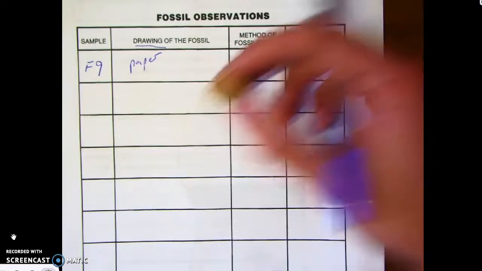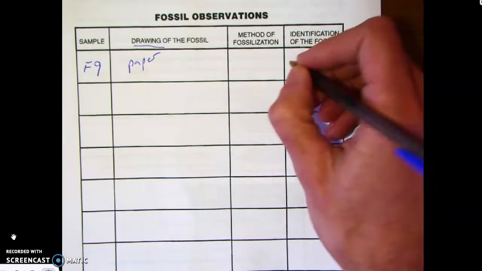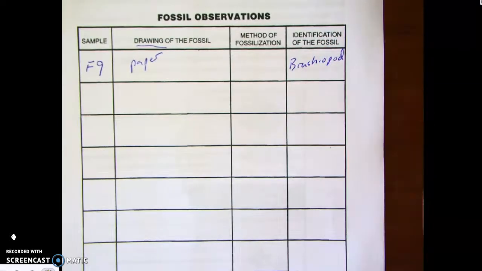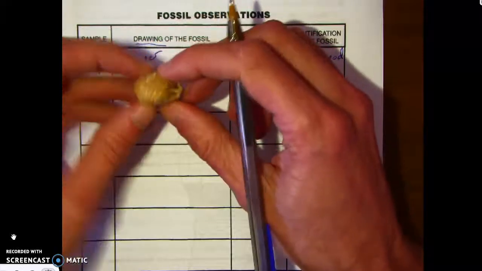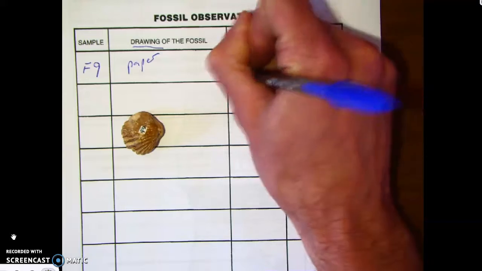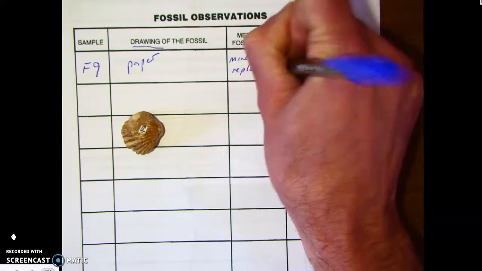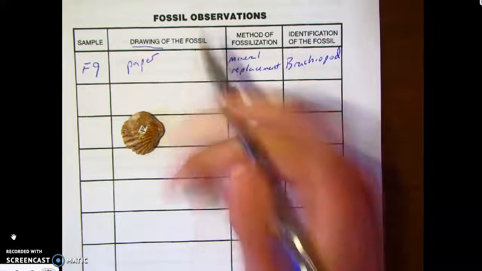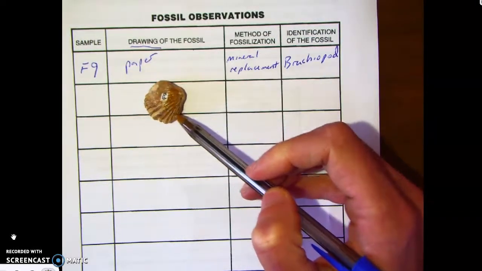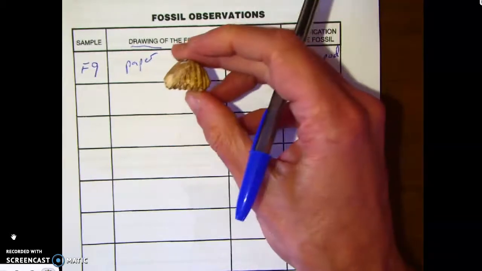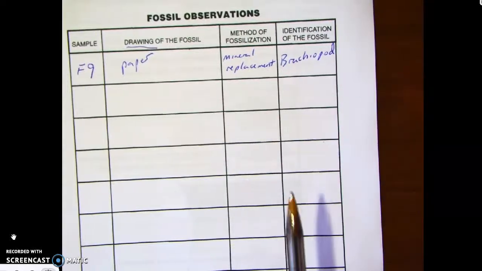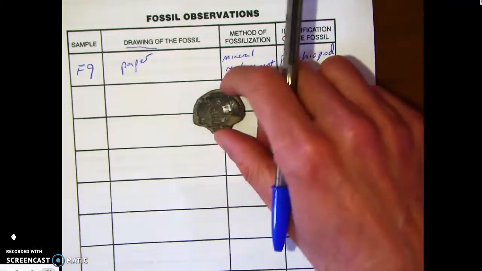Now, this would be a brachiopod, so for identification, we'll say brachiopod. And for method of fossilization, let's say mineral replacement. The shell and the minerals that make up the shell have been replaced over time by minerals in the seawater, slowly turning this into a rock. And there's our brachiopod again. Okay, so that was sample number F9. Let's take a look at the next one.